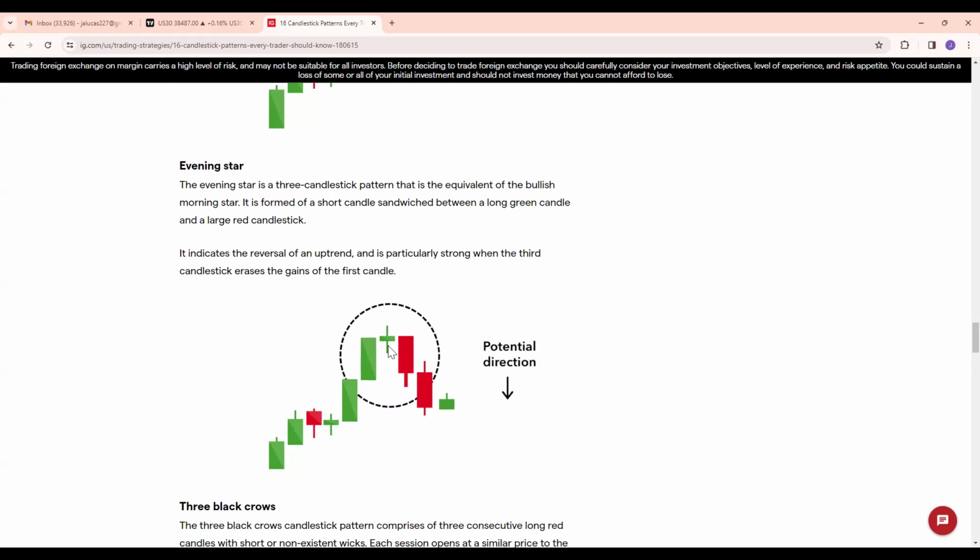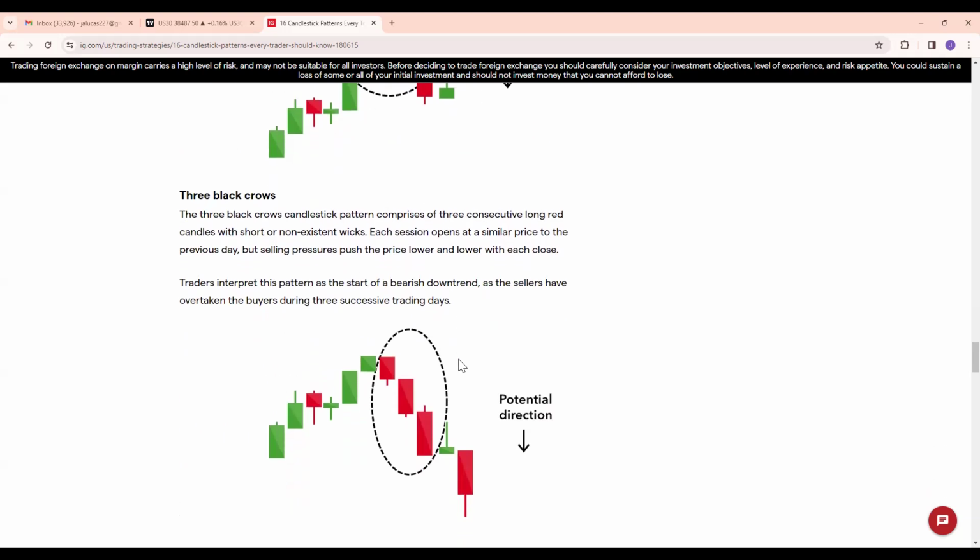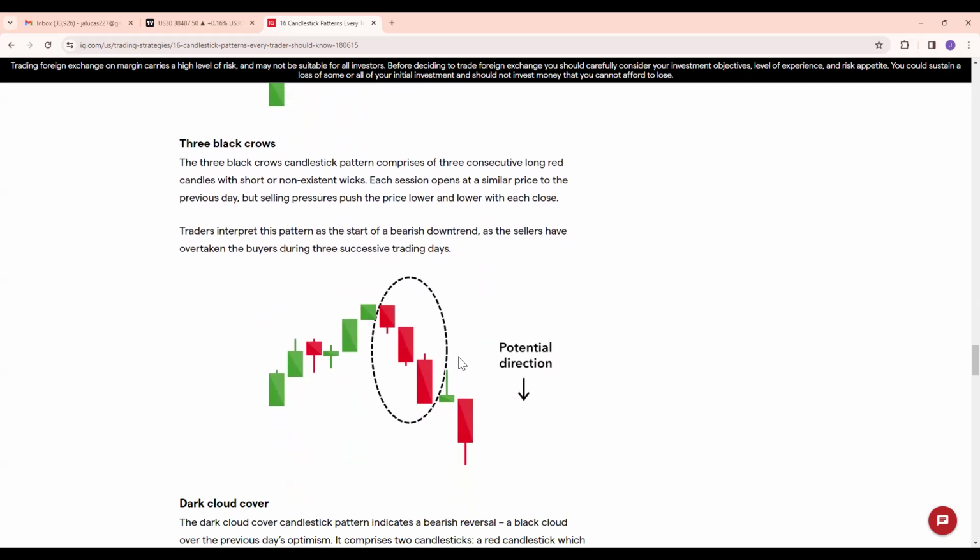Okay, unless we just outright start to fall and get below, my entry point would probably be below this level here. Okay, I'm gonna leave that. So, three black crows. So okay, don't really use this one too often.